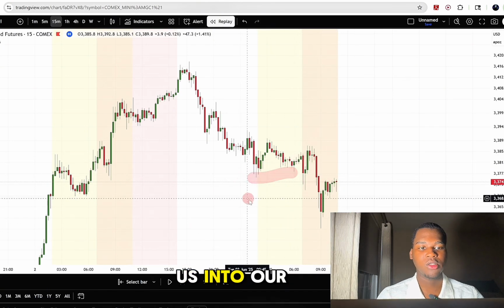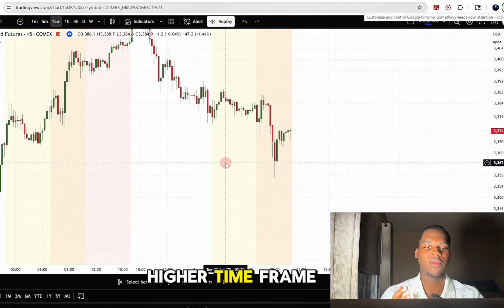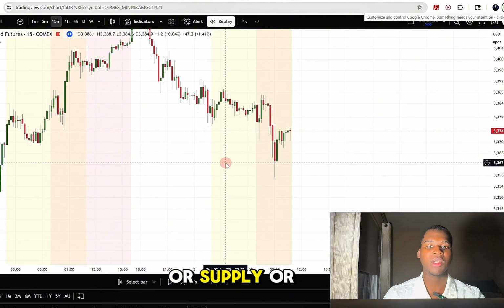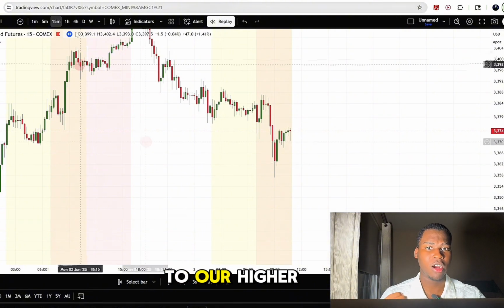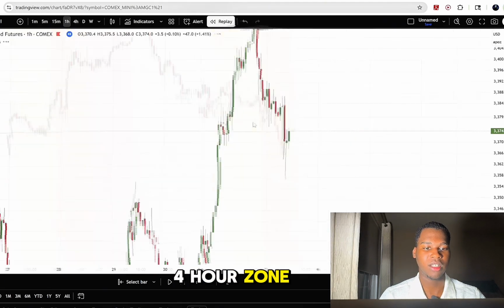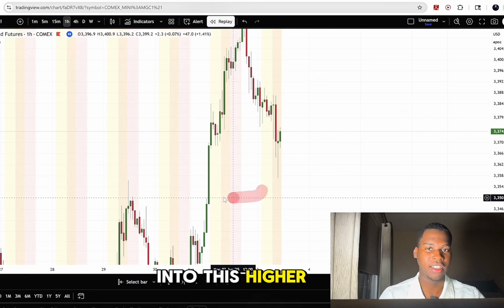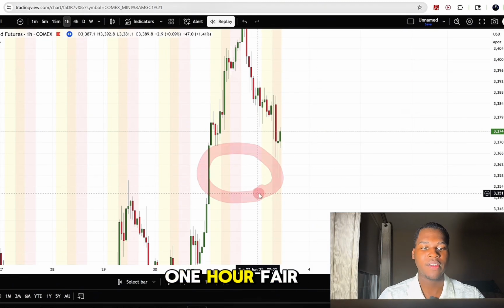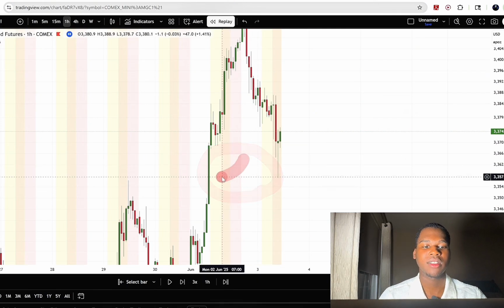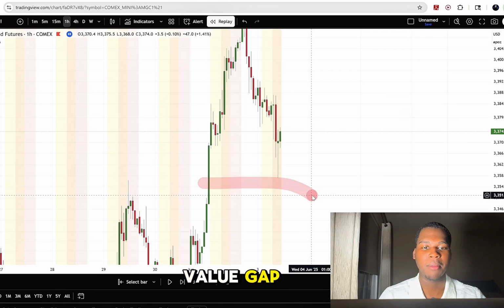That brings us into our last step, which is a respect of a higher time frame fair value gap or supply or demand zone. So for this, I'm going to go to our higher time frame, which is our 1 hour or 4 hour zone. Here we can see that we have a tap into this higher time frame 1 hour fair value gap. Now we filled in about 50% of this fair value gap, and like we said before, we swept all of this liquidity as well.